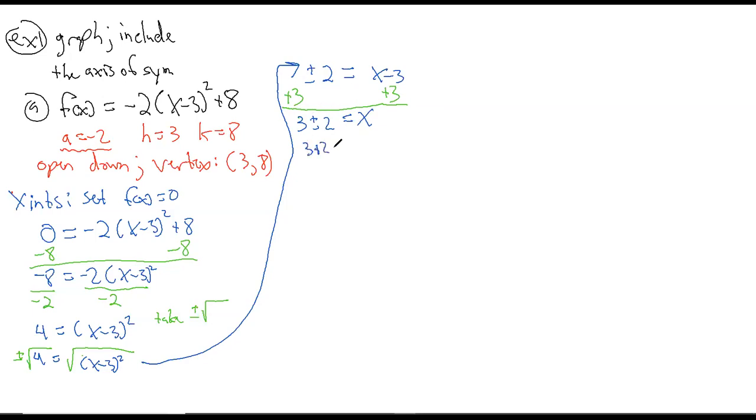So 3 plus 2 would be 5. 3 minus 2 would be 1. So those are the two x values. There's 2 of them. This is not the point 5 comma 1. This is not the point 1 comma 5. These are not vertical lines of x equals 5 and x equals 1. These are the x coordinates to the x-intercepts.